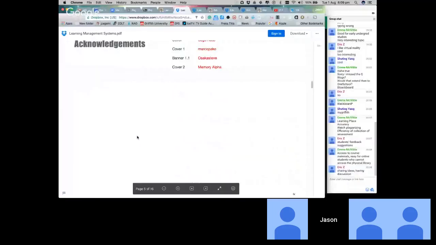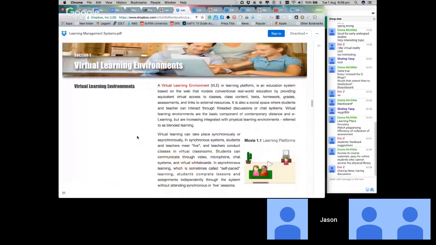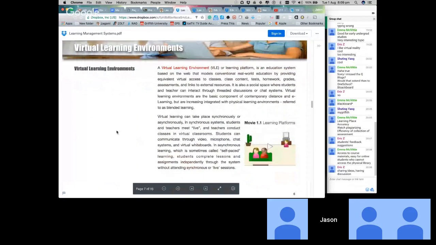Okay, so we're starting to get some good elements of the learning management system. Let's pop in and look at some of the theory. Okay, so we've got virtual learning environments. So this is where we have things such as coming together as a group, as a class, having online tests, distributing homework, being graded and having your assessments submitted, and access to resources. So many of the elements that you mentioned. And these can be done synchronously or asynchronously.